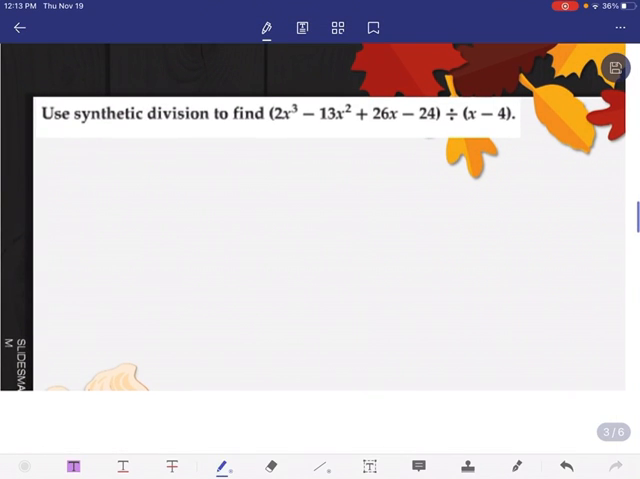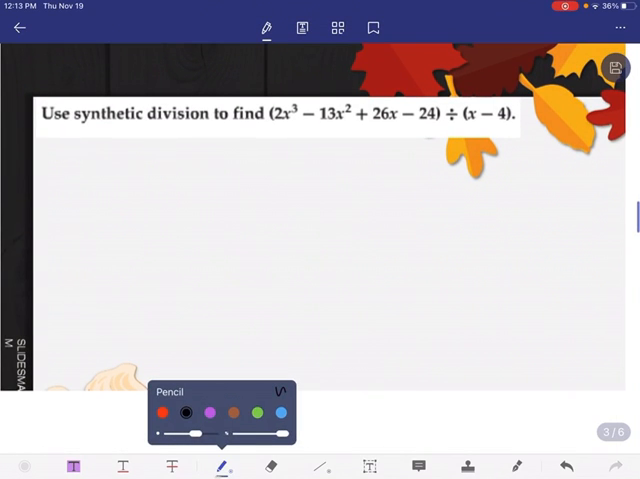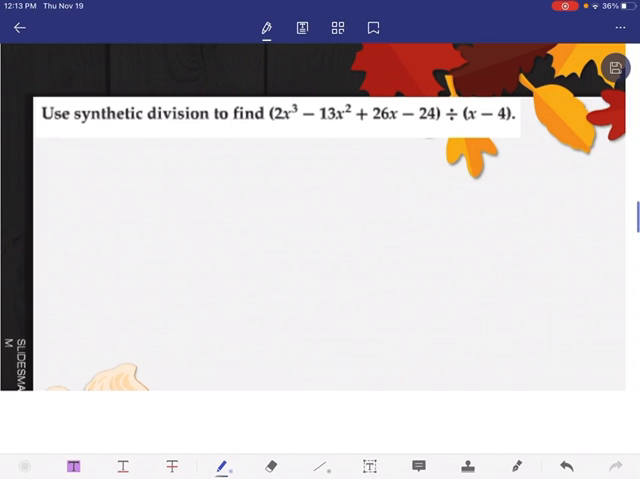So it says use synthetic division to do the division problem. Again, we still want to make sure that our terms are all present and that we are in descending order. So we do need to be careful about that. But if I check, both of those are good to go. So when we write our division bar, it's actually going to be upside down from what it normally looks like.